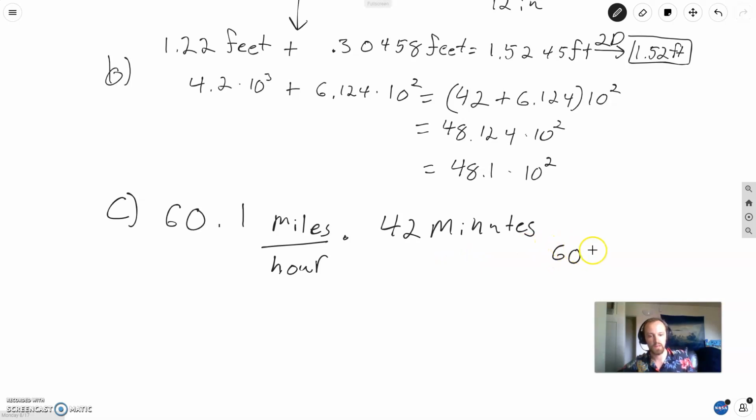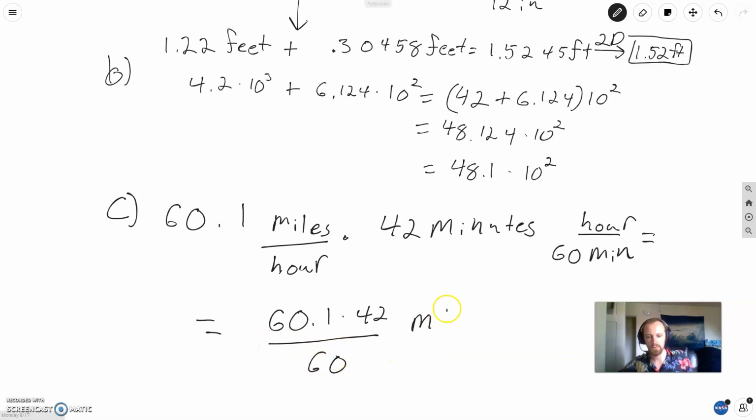So I know that there are 60 minutes in 1 hour. So this is going to get me 60.1 times 42 divided by 60 miles, because I have minutes over hours. And this gets me 42.07, but we only want 2 sig figs, so it's going to go to 42.